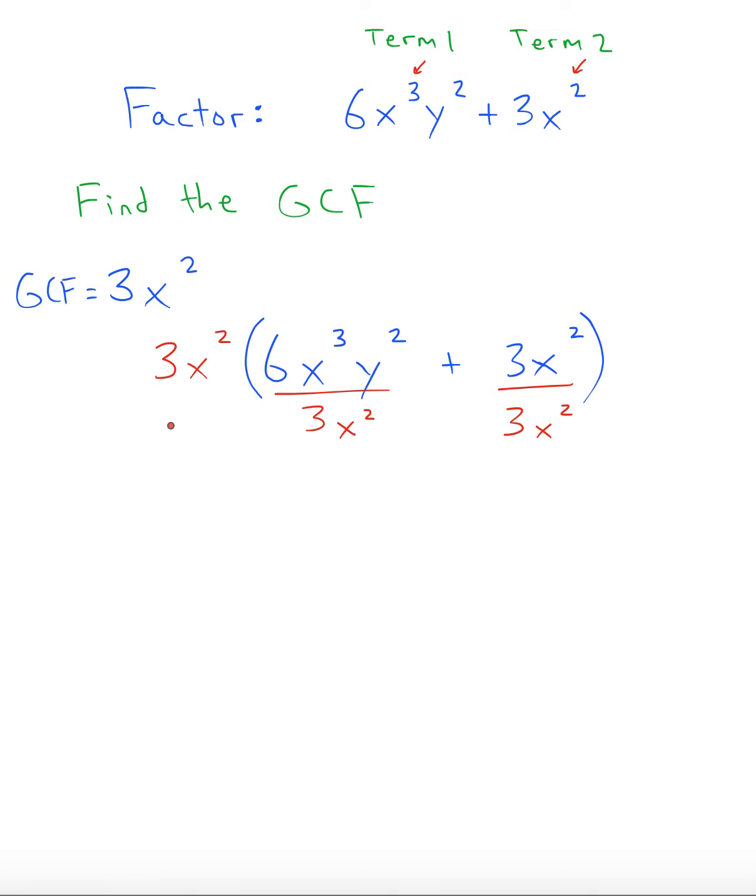So I just have to bring down that 3x squared. And we need to put the results of the divisions into the parentheses. So 6 divided by 3 makes 2. X cubed divided by x squared makes x. And the y squared has to stay because there's no y's in the denominator. And of course, 3x squared divided by itself is 1. And it's done. It's in the factored form now.